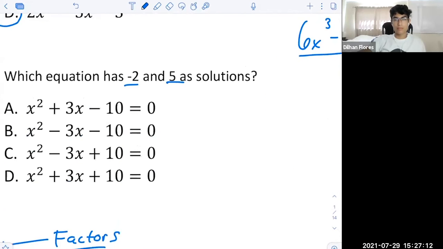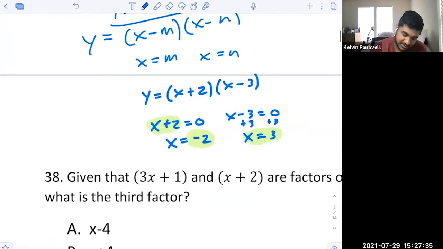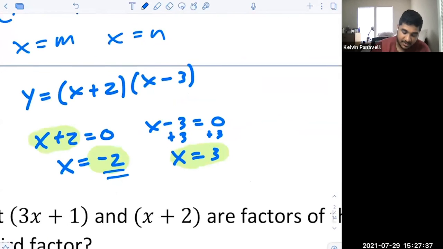If -2 is a solution, what would the factor be? Remember, a factor can't be a number by itself. It has to have an x, x plus or minus something. So if the solution is -2, the factor is going to be x plus 2. Look at these examples. It shouldn't be equal. A factor is going to be x plus or minus a number.